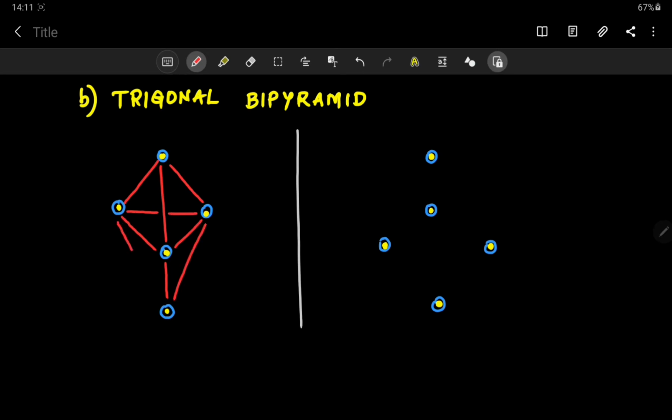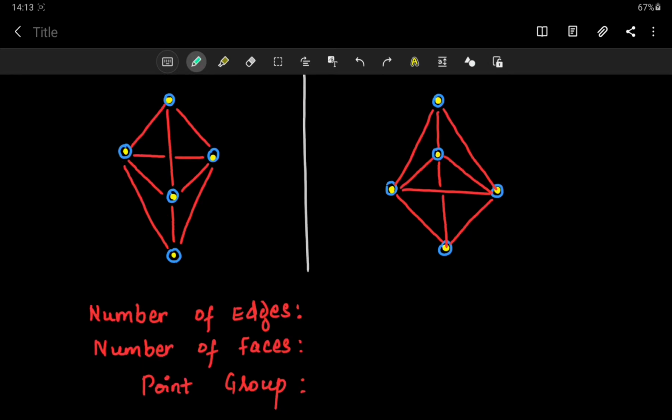So let's count the number of edges in the second orientation. 1 from the top, 2 and 3, 4, 5 and 6. So 3 above, 3 in the equatorial plane, 7, 8 and 9. So the number of edges, all these top, equatorial and bottom one, they account for 9.